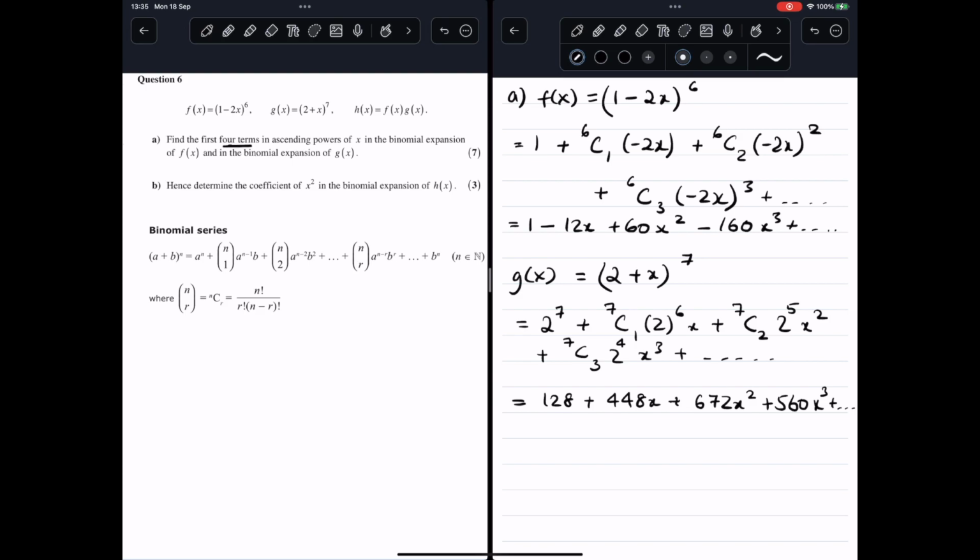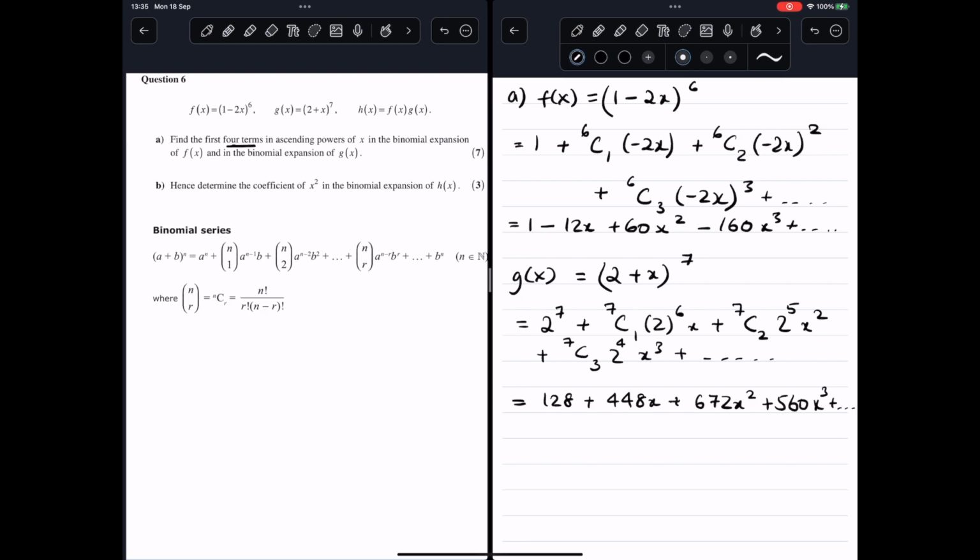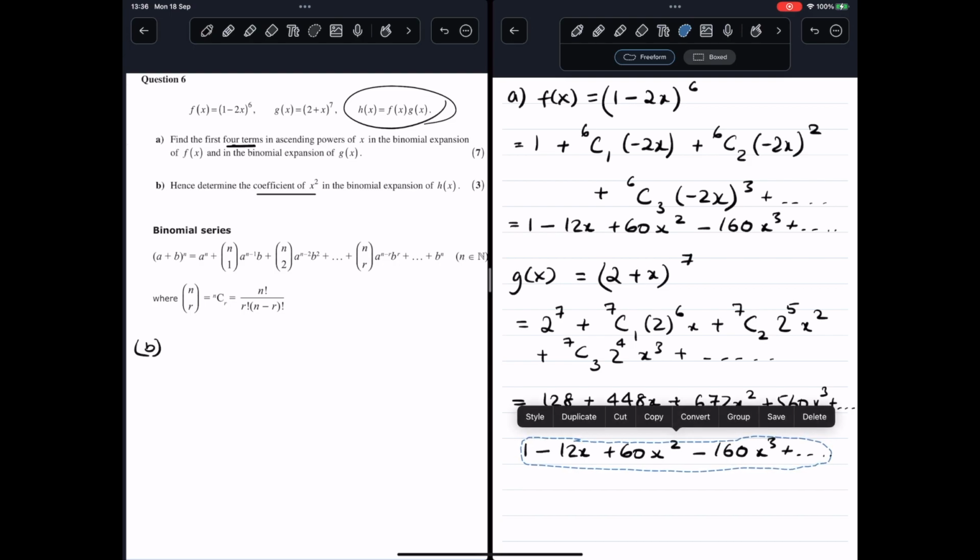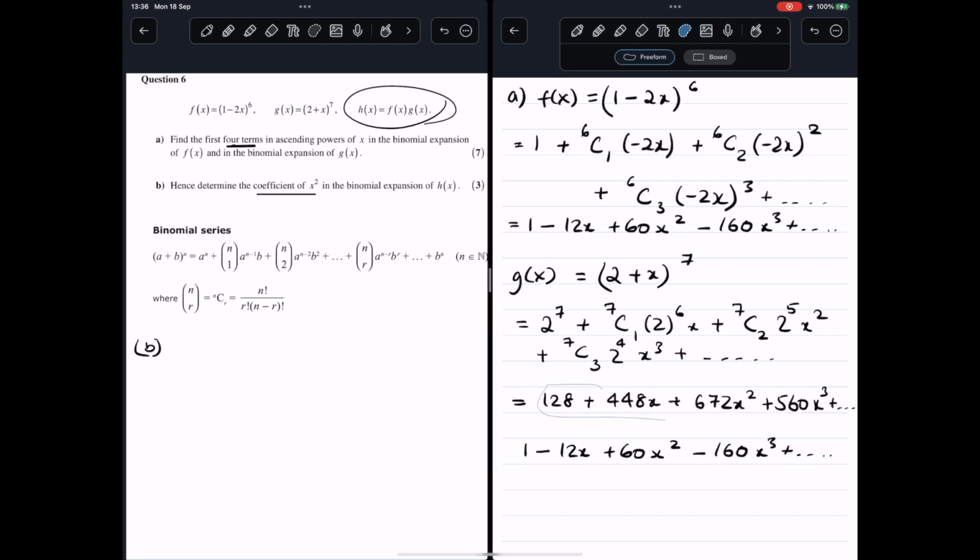Now for part B, it says, hence determine the coefficient of x squared of f(x) times g(x). Okay, so we need to multiply these two together, and just be careful only to expand or compare the x squared terms. So I'm going to just put these two expansions together in one place and expand it carefully, only looking at the x squared terms.